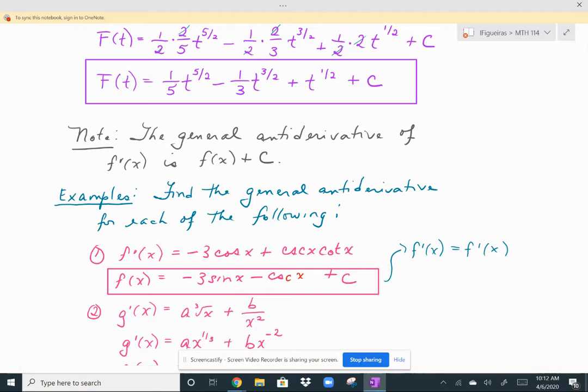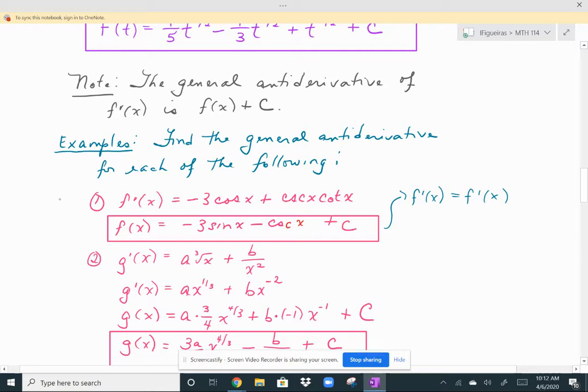So for these examples, we want to find the general antiderivative of each of the following. So our first example here is that f prime of x is equal to -3 cosine of x plus cosecant x cotangent x. So the antiderivative of f prime is f, little f. So the antiderivative of cosine is sine, that gets multiplied by -3. The antiderivative of positive cosecant cotangent is negative cosecant of x. Then you attach your constant of integration.